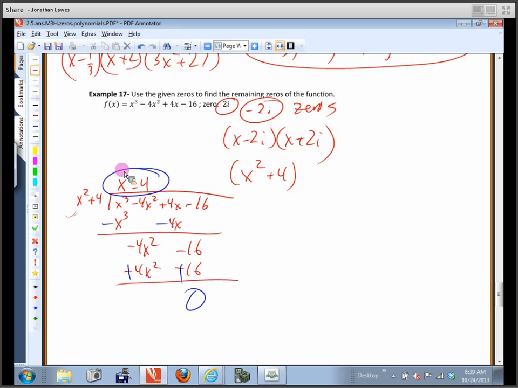Here's the last one. So if that's a factor, what's the 0 that comes from that? 4.